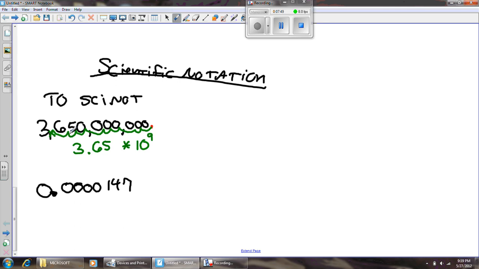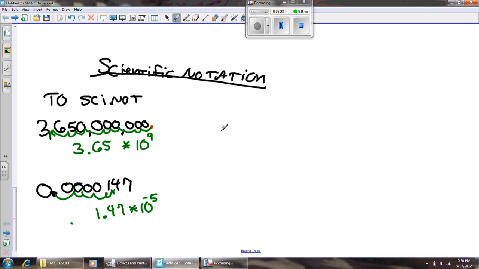So therefore, I have to multiply 3 and 65/100 by 10 to the 9th. Okay? And down here, I need the decimal point to go there. 1, 2, 3, 4, 5. So I'm going to have 1.47. I'm going to multiply it by 10 to the negative 5th. So you see this number here got quite large comparatively, and so I had to multiply by a negative exponent. Whereas this number here got quite small, comparatively speaking, and so I had to use a positive exponent.